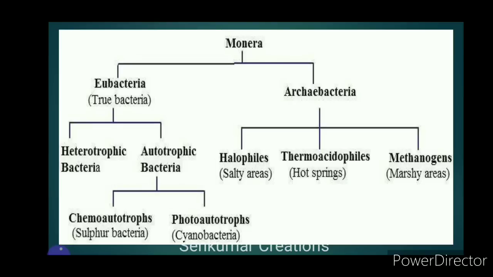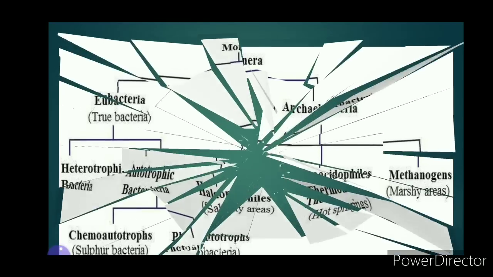Again, coming to this side, the archaebacteria can be classified into three groups. First is the halophiles, second is the thermoacidophiles, and third is the methanogens. The halophiles we generally see in salty areas. Thermoacidophiles can survive in hot temperatures, hot springs. Methanogens are found in marshy areas and dumping areas.